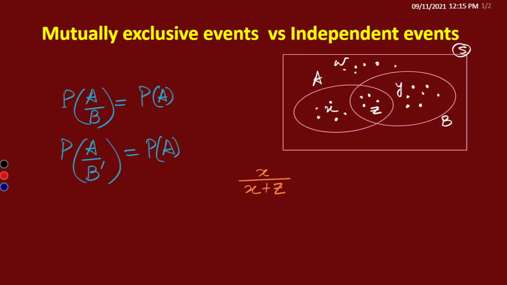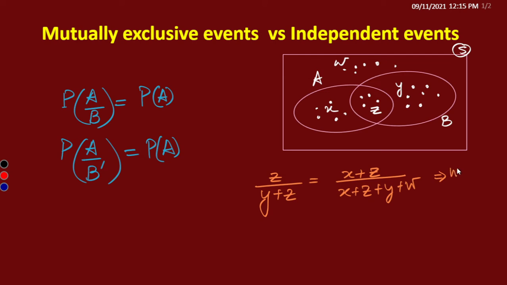Z upon Y plus Z. Y plus Z is from where B will occur, and given that B has already occurred, if A also occurs as coming through Z, it should be the same as probability of occurrence of A. That means X plus Z, the total number of elements in A, upon X plus Z plus Y plus W. You cross multiply and simplify, and you will see this gives the result W into Z is equal to X into Y.